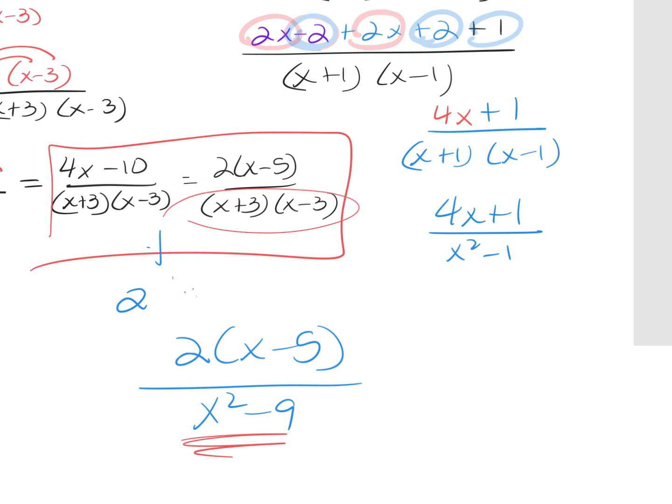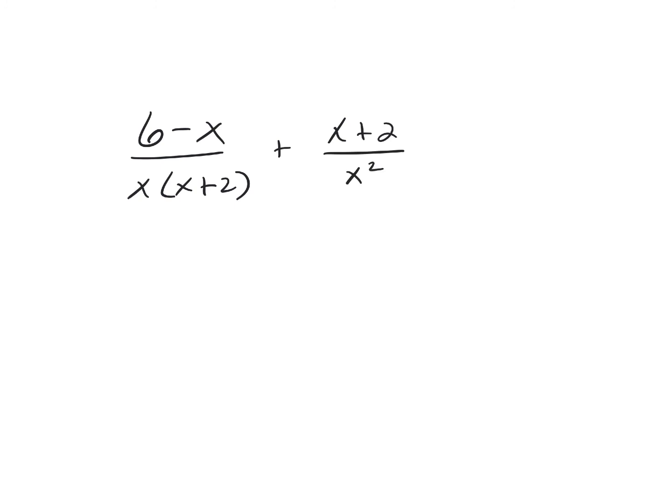Let me show you one more, a little bit more complicated one, because we have a lot of time here. Let me add one more example that's a little bit more complicated, just so you can see what it looks like. Let's say this problem: 6 minus x over x times x plus 2, plus x plus 2 over x squared, plus 8 over x squared times x plus 2.